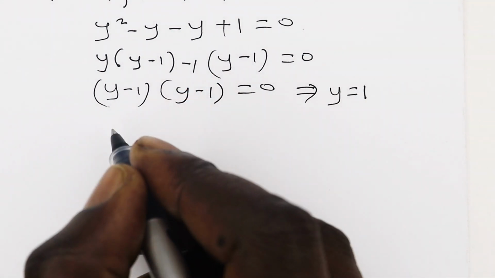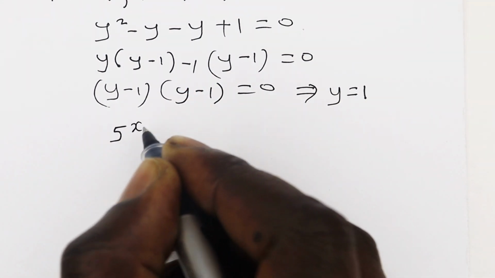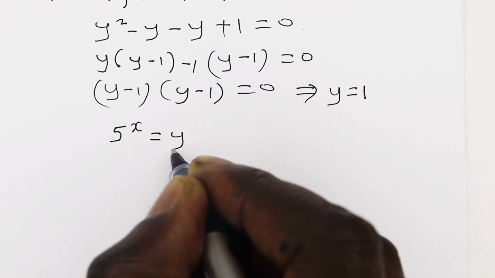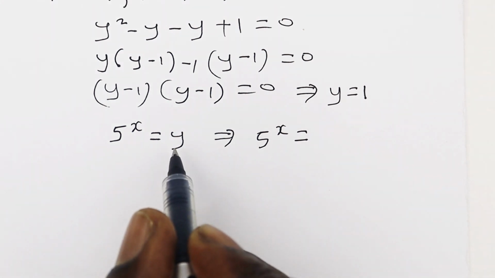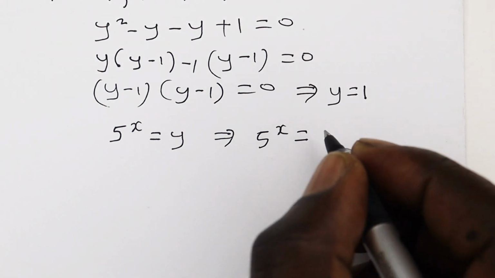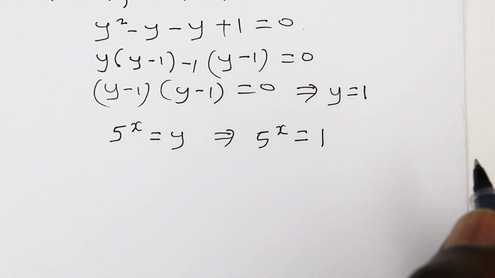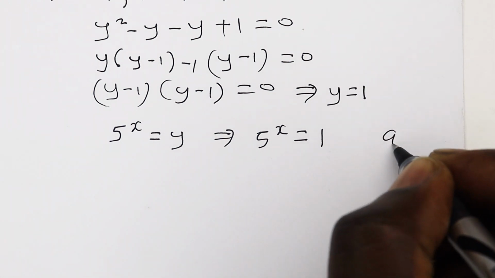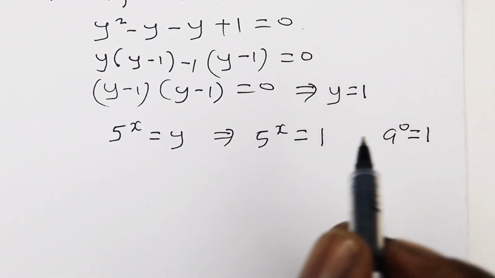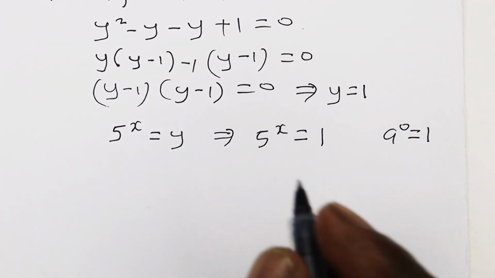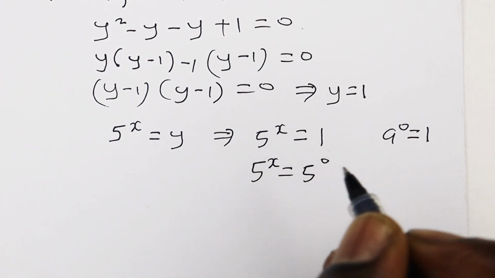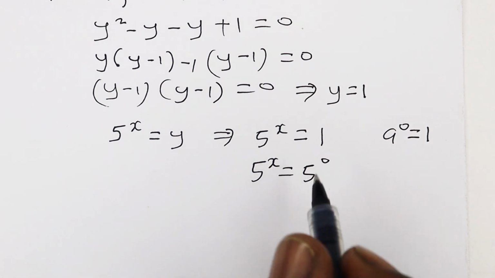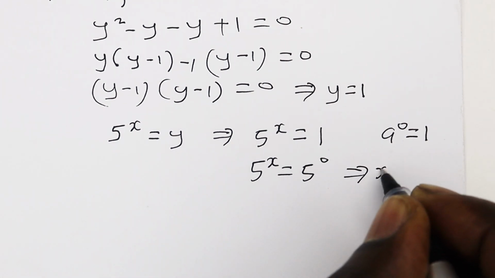And we said that 5^x is equal to y, and we find the value of y to be 1. Again, we can use the properties of indices that any number raised to power 0 is 1, and we can write 1 as 5 raised to power 0. So we have 5^x = 5^0. The bases are the same, it means the powers are the same. So we have that x is equal to 0.